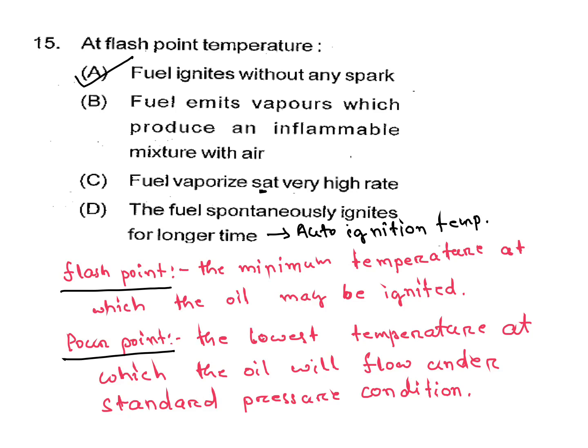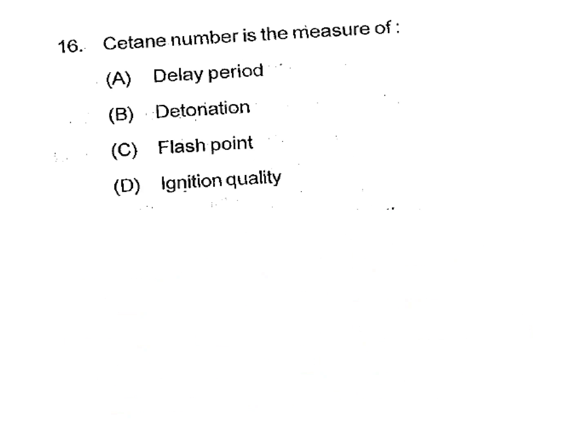Cetane number is the measure of ignition quality in a diesel engine or CI engine. Here the delay period is important. Cetane number is the measure of delay period.